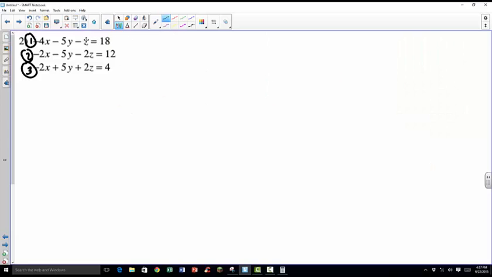Alright, this one, there's no coefficient on z. Just to make my life easier and take a little bit less steps, I'm going to solve equation 1 in terms of z. And I don't like dealing with negatives here, so I'm going to flip-flop z and 18. So I have negative 4x, minus 5y, minus 18 is going to equal z.